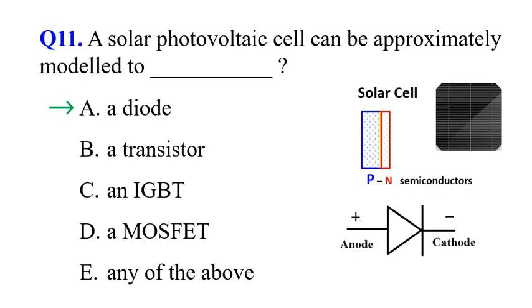A solar photovoltaic cell can be approximately modeled as a diode, not a transistor, not an IGBT, not a MOSFET. So the answer is A.